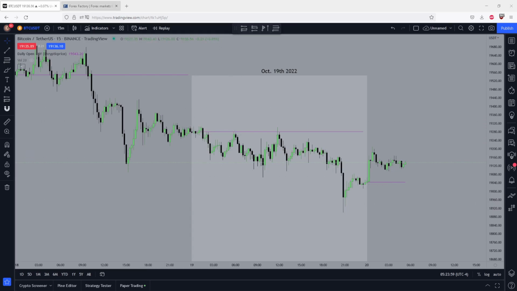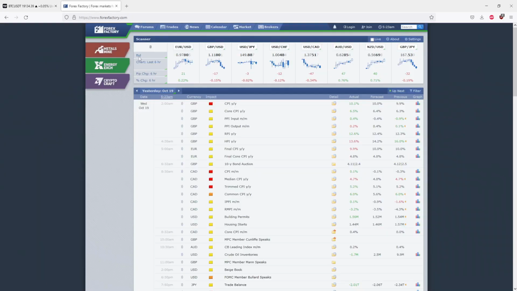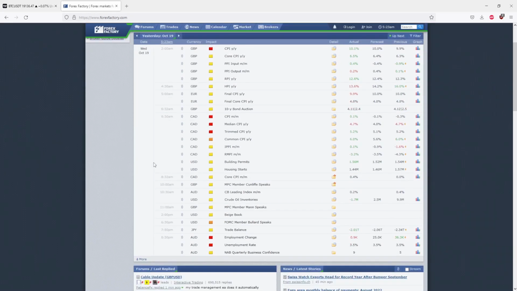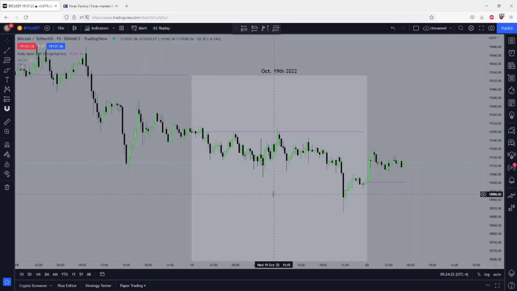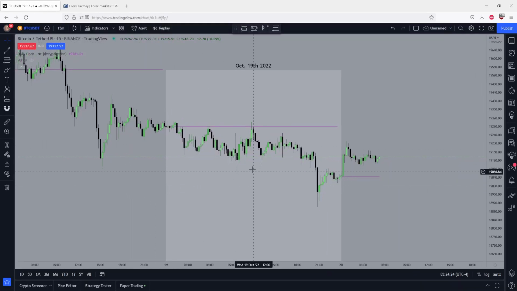And as usual, before we get into the price section and the setups, we look at the economic calendar. As you can see, yesterday there were no high impact news events for US dollar, only for Canadian dollar at 8:30 a.m. But as we know, we only look at US dollar news events. So there have been none, so we can focus solely on price action.